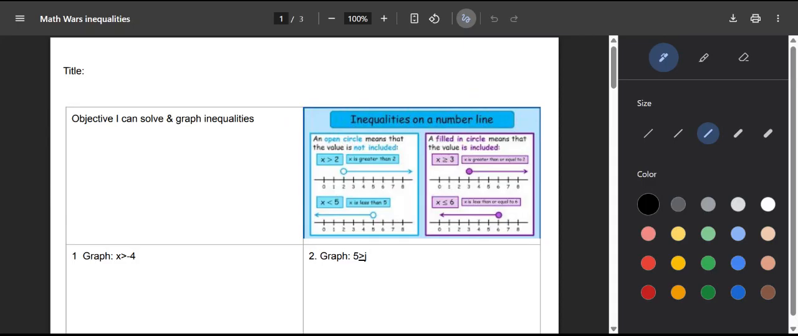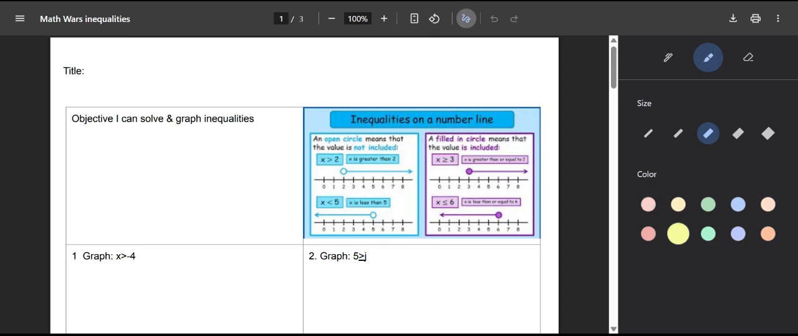So some information that we need to remember from last year is an open circle means that the value is not included. So when I have x is greater than 2, that means x can be any number bigger than 2, but not 2. So 8, 7, 6, 5, 4, 3 is fine. 2.5 is fine, 2.001 is fine, but it can't include 2. So we use an open circle on that number line to show that we can go all the way as close to 2 as we can, but not include 2.